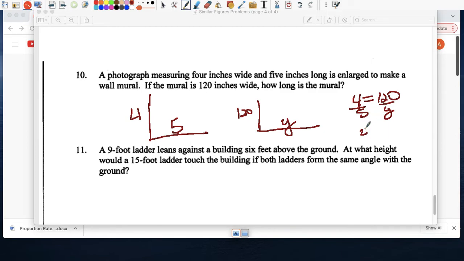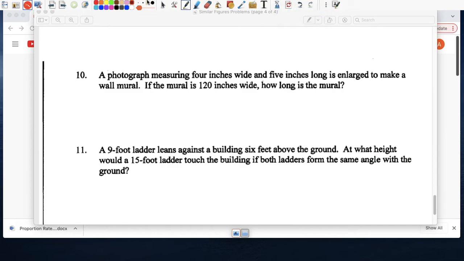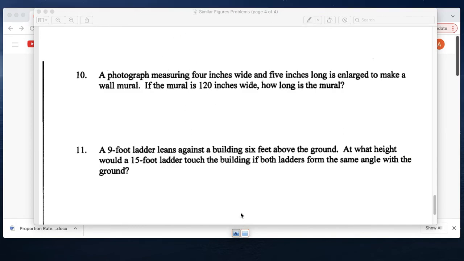We can cross multiply. 4y equals 120 times 5, which is 600. Divide by 4, divide by 4, y equals 150. So this is 150. Very repetitive, so hopefully you don't have to do all of these.